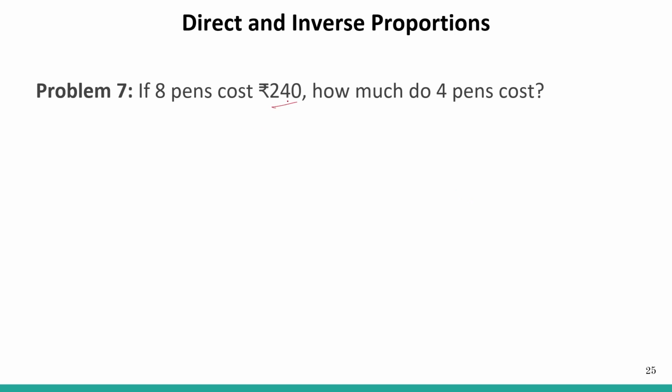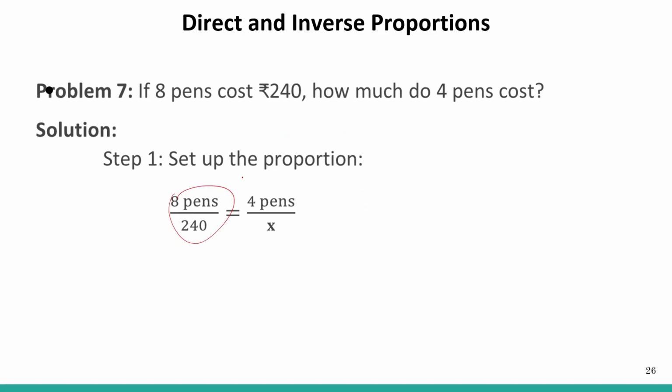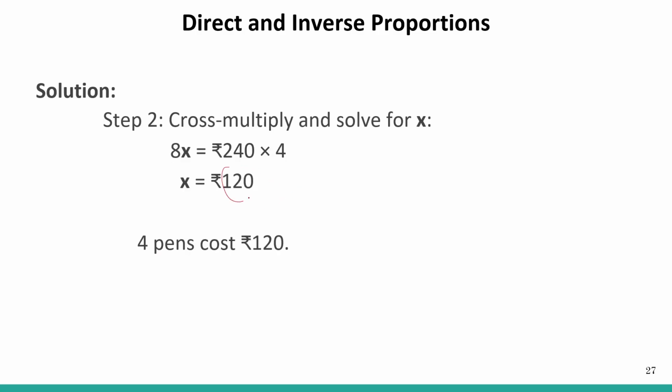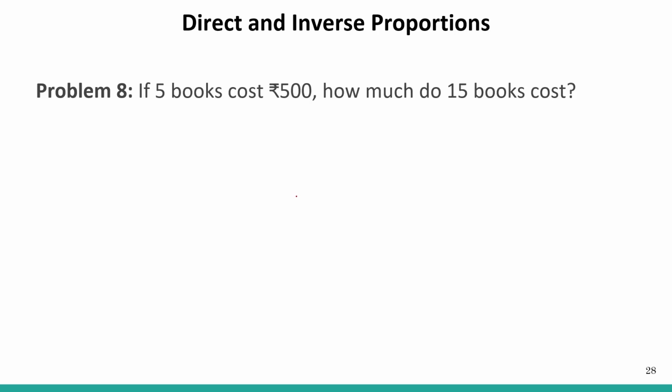If 8 pens cost 240, how much do 4 pens cost? Let's use the product cost relation. So 8 pens cost 240, so 1 pen costs 30. This implies that 4 pens cost 120. So 120 will be the correct answer. Or 8 by 240 is equal to 4 by X, so X is equal to 120 rupees. So 4 pens will cost 120 rupees.